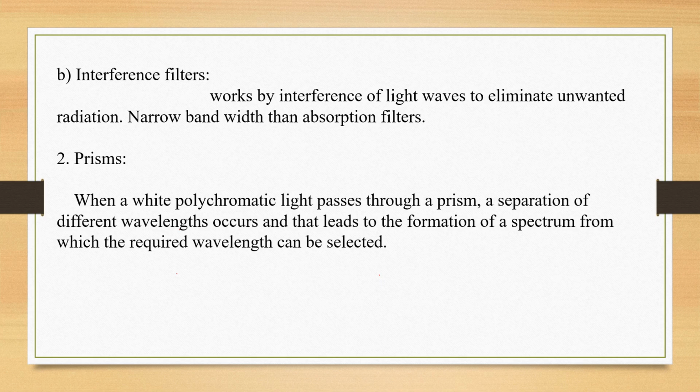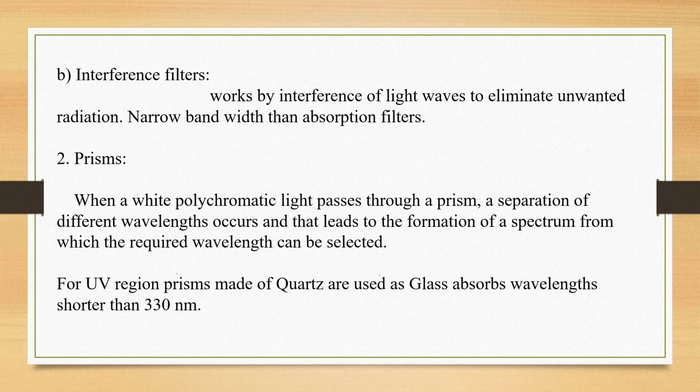For UV region, prisms made of quartz are used as glass absorbs wavelengths lower than 330 nanometers. For a visible region, glass prisms can be used.